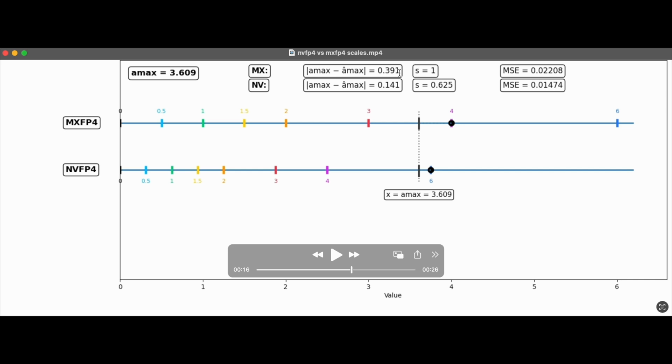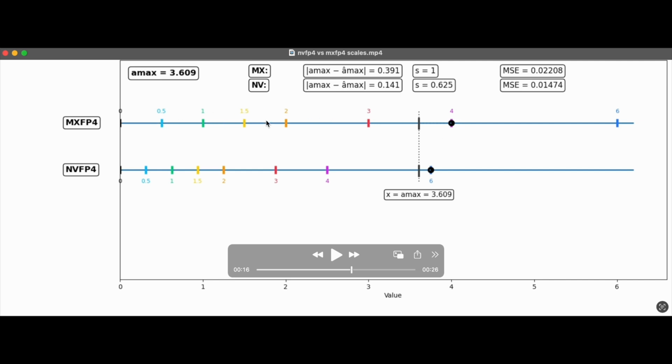So what's actually happening here between the two formats? MX uses E8M0, which is a power of 2 scale factor. With a power of 2 scale factor in MX, you first take the maximum value, in this case 3.609, divide it by the target maximum centroid, which is 6, then take the base 2 logarithm and round it up. Because the scale factor is restricted to powers of 2, it changes in discrete steps.